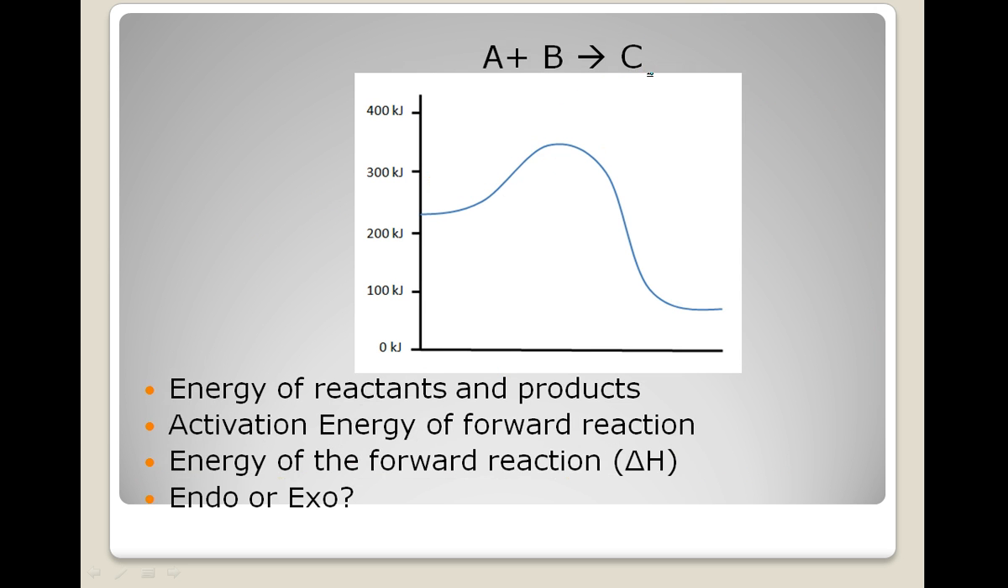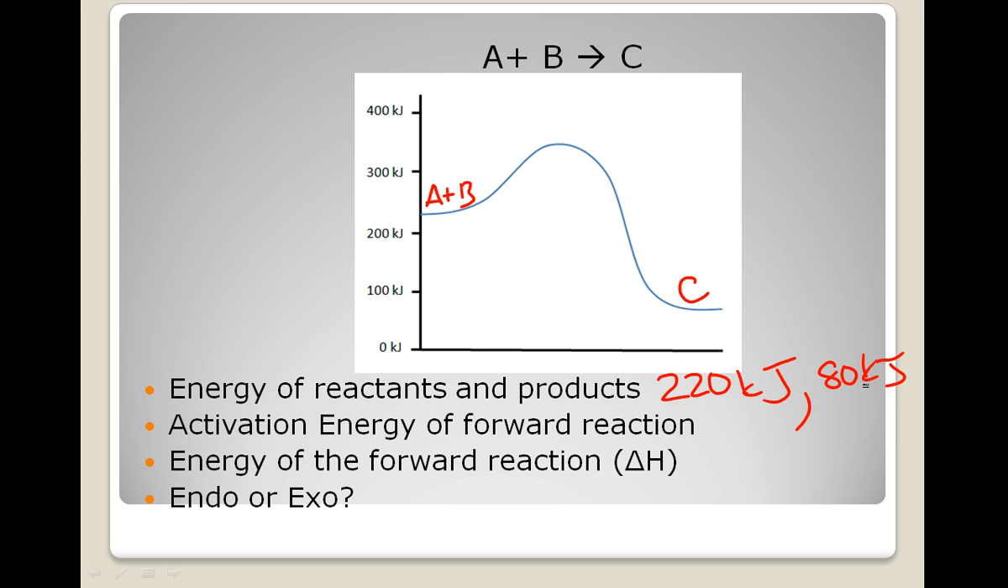Okay, now here are a few questions we could ask you about energy diagrams. We could ask you, what is the energy of the reactants? Well, our reactants are over here, so I would call that about 220 kilojoules. And then I could also ask, what is the energy of the products? The products are way over here, and I would call that about 80 kilojoules.